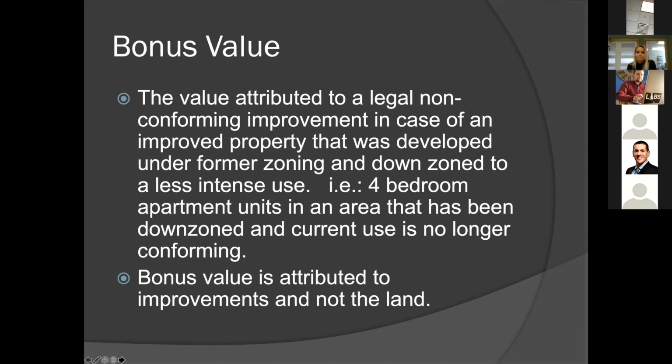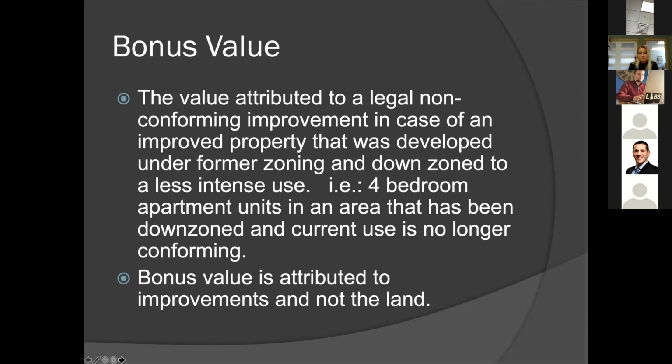Next slide, please. Okay, bonus value. This is important, especially if you're looking at some of the different zonings in Iowa City and how that's changed with some of the RM44. Value of illegal non-conforming improvements, might be like a 4-bedroom or 5-bedroom that's been downzoned because maybe it doesn't meet with parking, what that extra value can bring to that property.